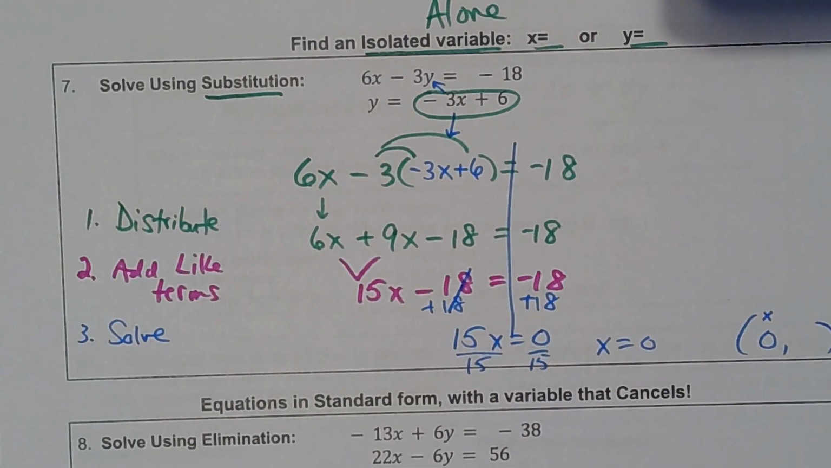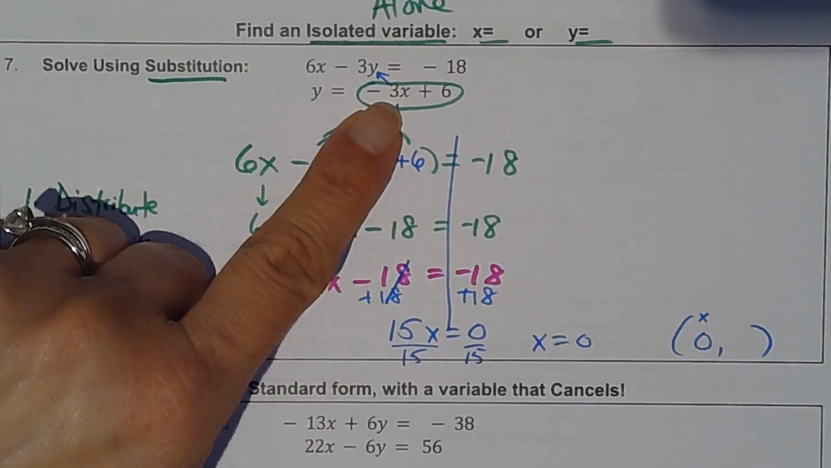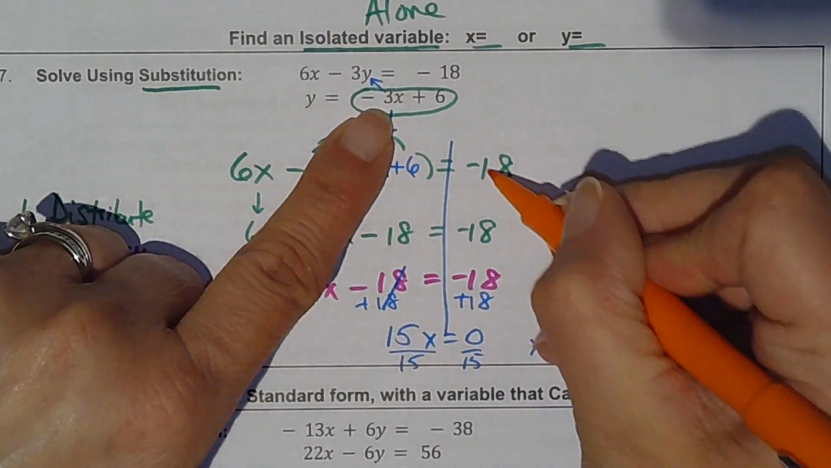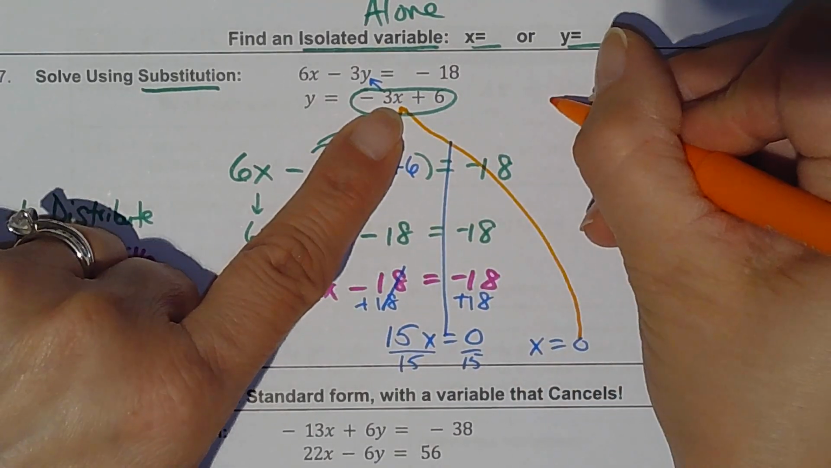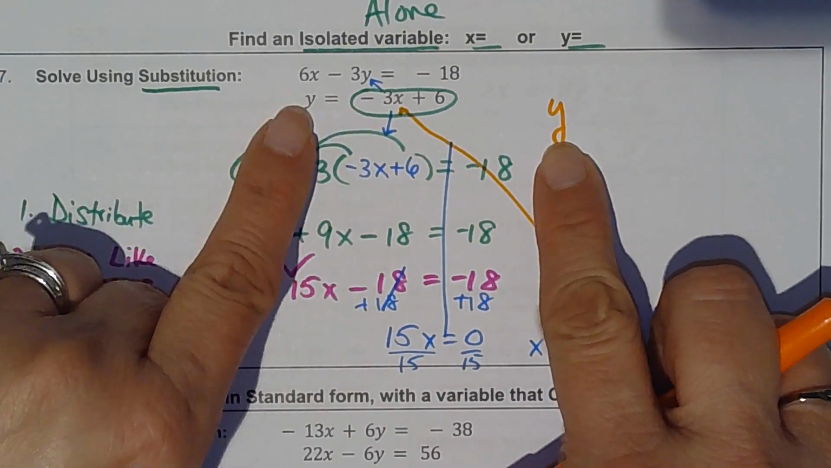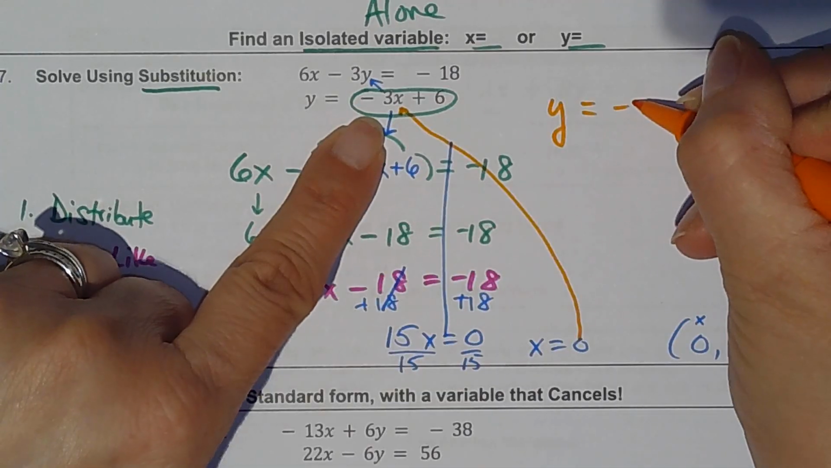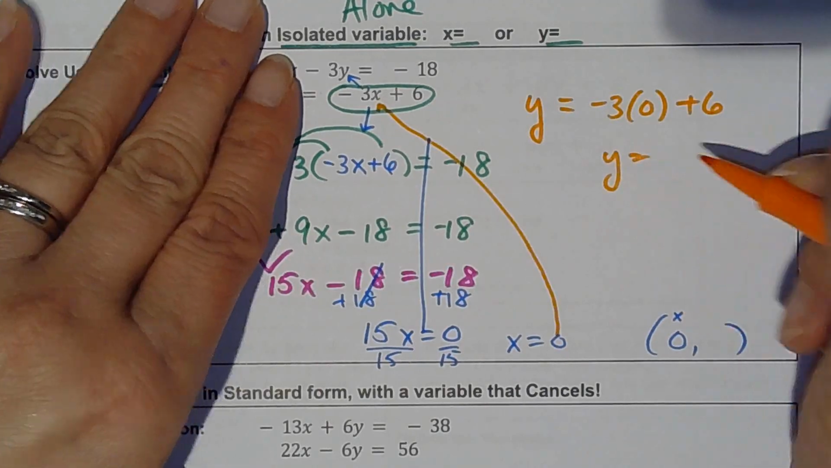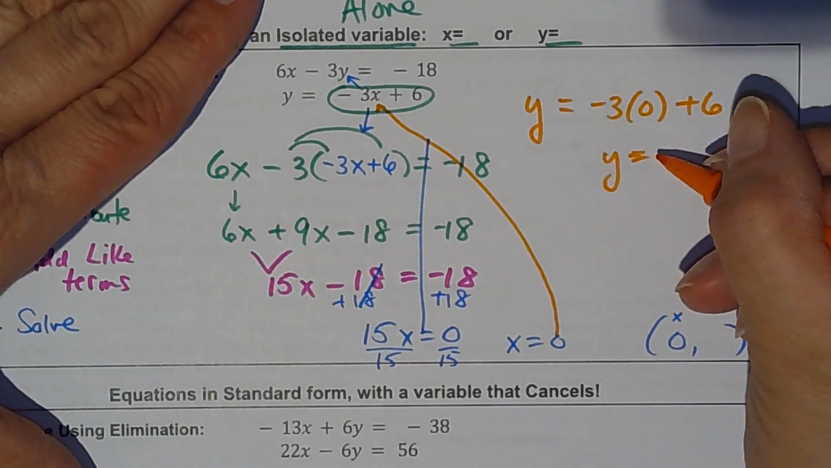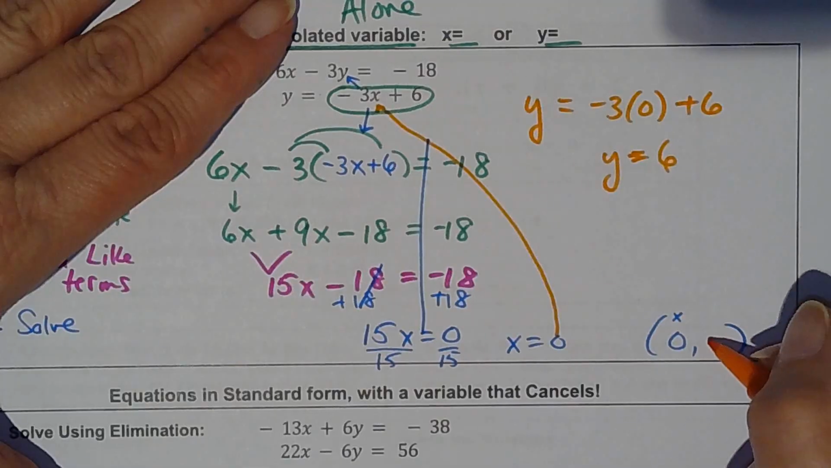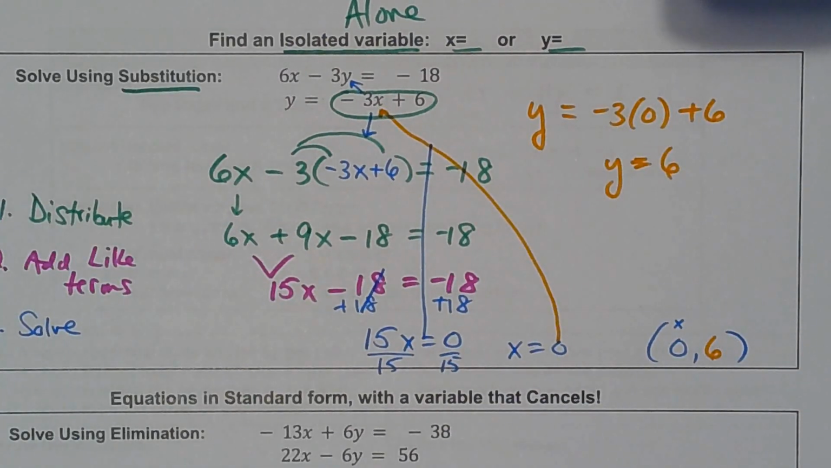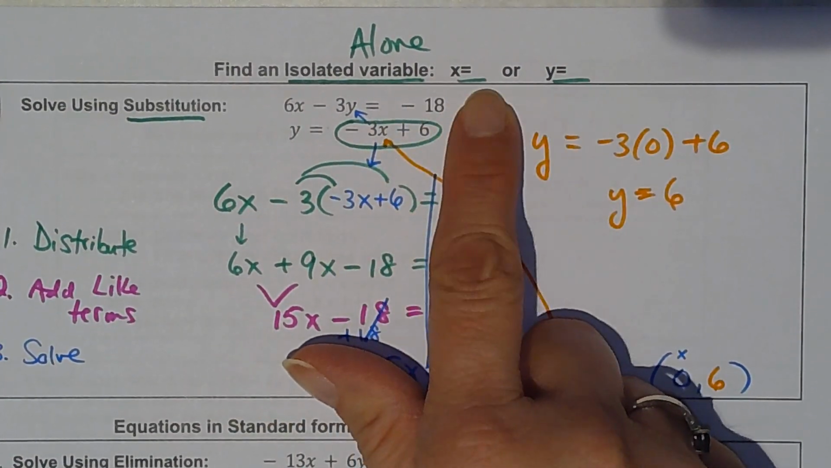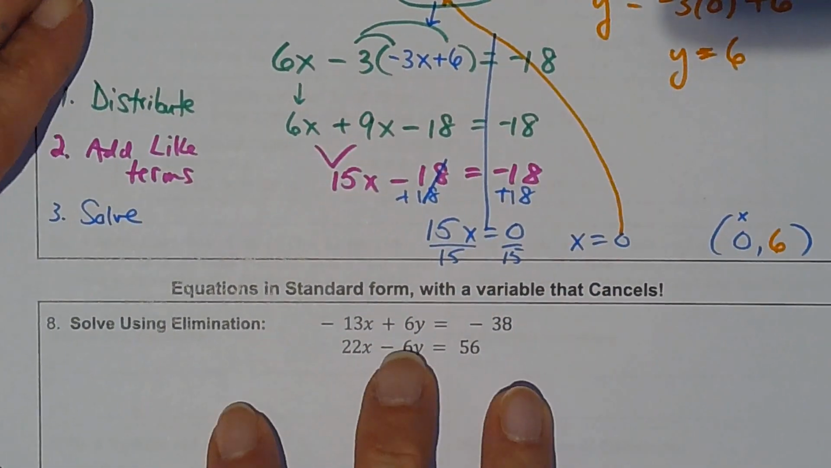Okay, the easiest place to put your value is the isolated variable. I will put 0 in for that x place. So make sure you write y equals negative 3 times 0 plus 6. And what is the y value? The y value is 6. Okay, substitution is good when you have a letter alone. Let's take a look at standard form.